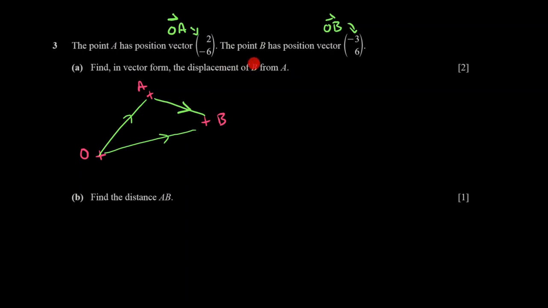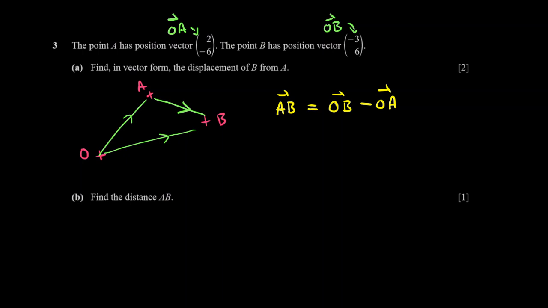We are going to B from A. So A is our starting point, B is our ending point. Now, if that's the case, hopefully it should be reasonably clear that we're finding the vector AB. The vector AB is the same as OB minus OA.